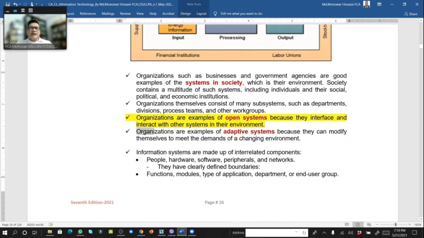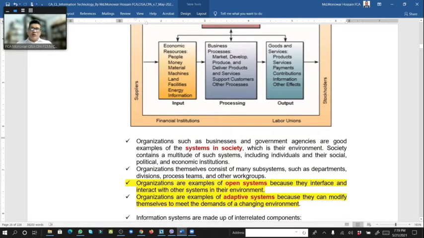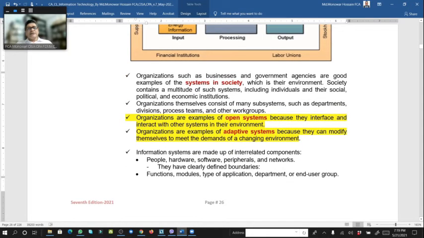Organizations are also examples of adaptive systems, because they can modify themselves to meet the demands of a changing environment. So we can say that an organizational system is also an open system and also an adaptive system, because at any moment the system can be changed based on the customer environment, based on the changing environment, based on the customer needs.